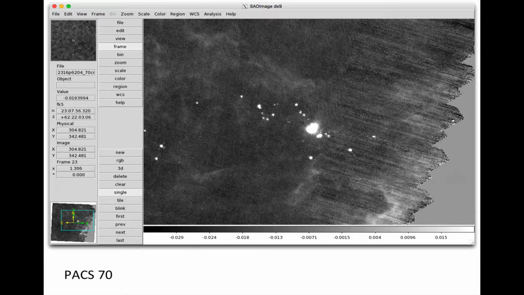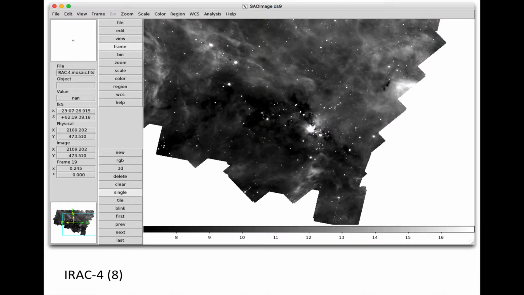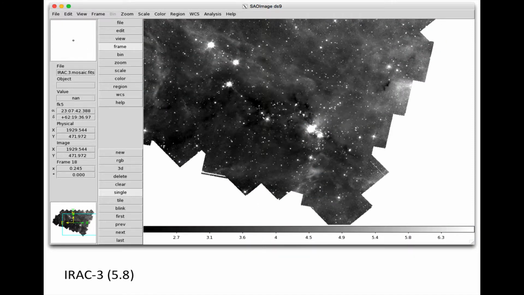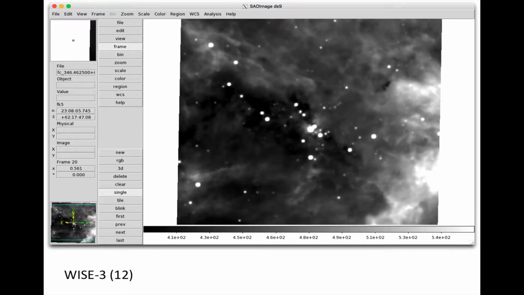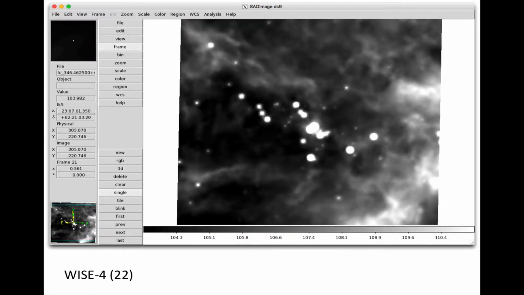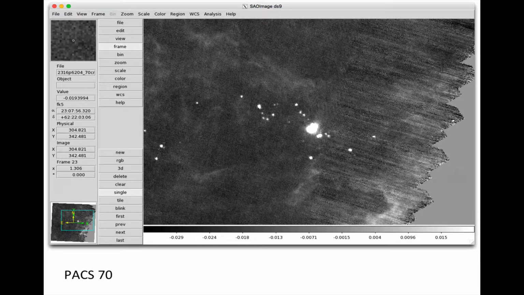This is PACS 70, so this is the first of the Herschel data. Look how many fewer stars. Even at, if we go back all the way to 5.8 microns, there's a lot of stars. Fewer. That's got a little bit more because it's more sensitive than 22 microns. But look how many fewer stars are at 70 microns.